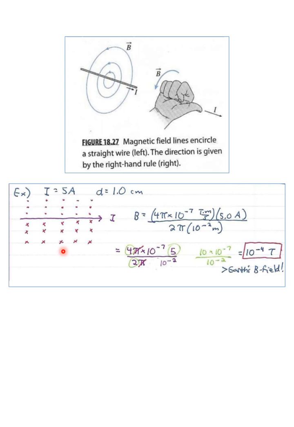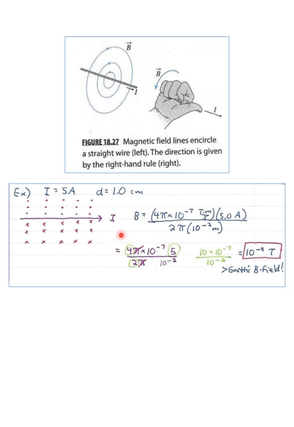And I've only drawn in the plane of the paper, but if we grab the wire with our right hand above the wire, our fingers come out of the page. Below the wire, our fingers will curl into the page. So depending on whether we're above the wire or below the wire, that'll give the direction. But let's find the magnitude.